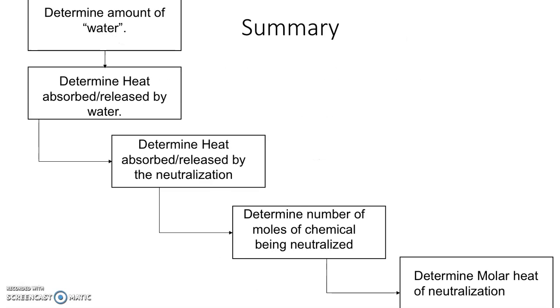So you can see a little summary here for yourself. Notice the last 4 steps are exactly the same as you saw for dissolution. We just had to do step 1, which was use the density, or approximate the density, as 1 gram per milliliter to determine how much water we have in the calorimeter. And that's it.